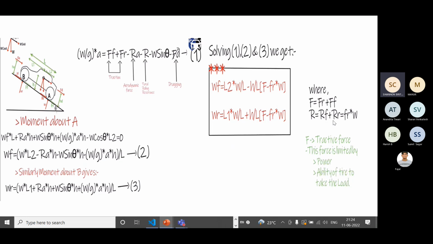and the total rolling resistance is equal to RF plus RR, which is equal to FR into W. This is the formula which I gave you in the first, the rolling resistance formula. So capital F is the tractive force, and this is limited by the power and the ability of the tire to take the load. So these two are the main things that decide the tractive force.